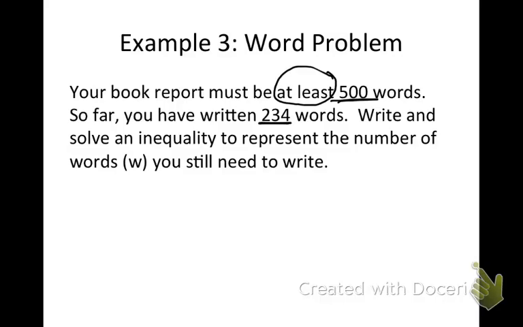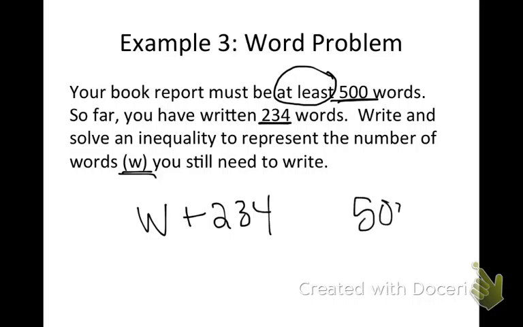I need to write and solve an inequality to represent the number of words. You still need to write. So I still need to write some words. I've already written 234 words. And I need at least 500 words. So at least 500 words.